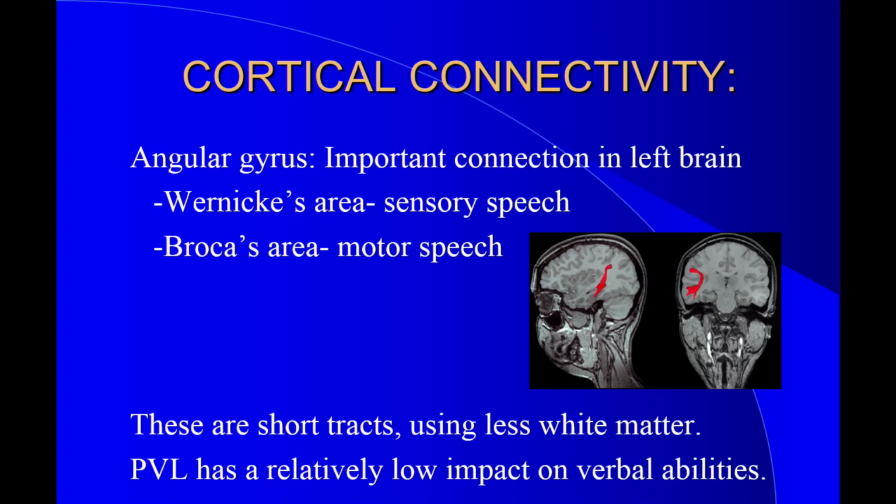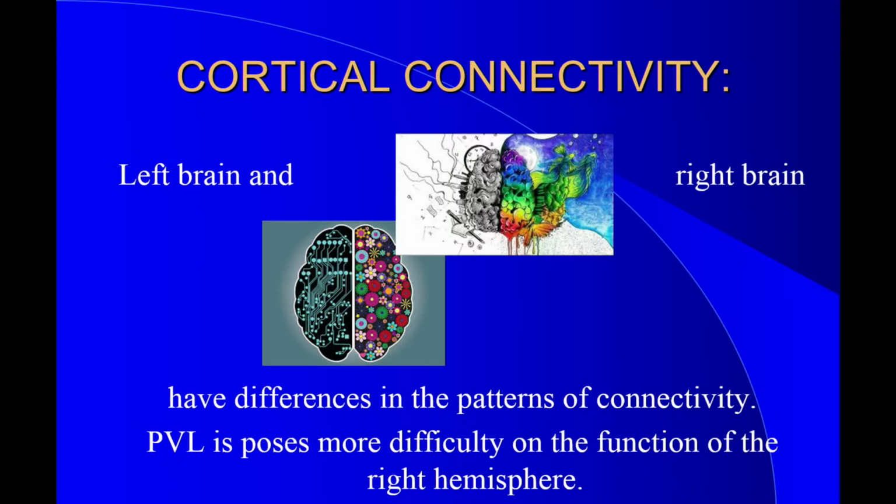If that area is damaged also in a developing brain, this is a whole other talk, but it moves to the other side. So there's a second reason why we hardly ever see aphasia kind of things with children with CP. The left brain, or the language dominant side of the brain, tends to use shorter, less volume in these white tracks, so less affected by the PVL. So the right brain and the left brain have different patterns of connectivity.